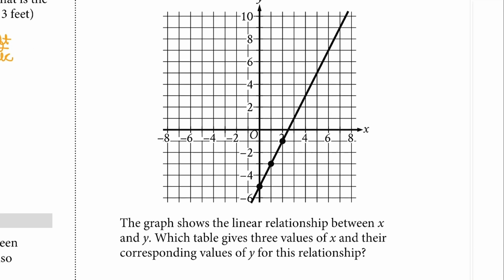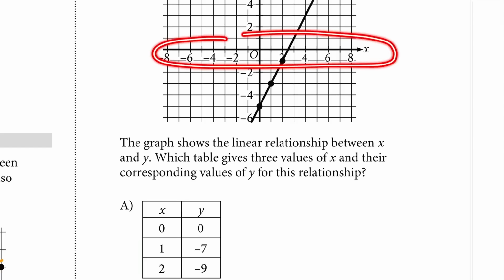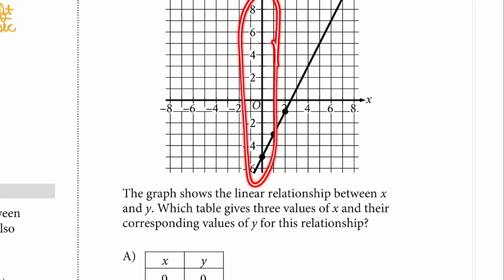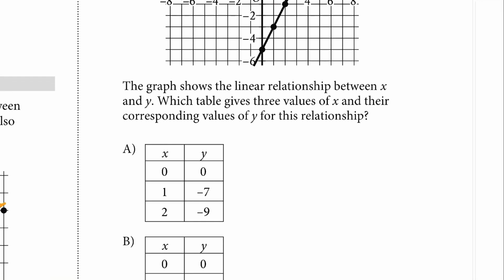Number 3. The graph shows the linear relationship between x and y. Which table gives 3 values of x and their corresponding values of y for this relationship? Remember that our x values are going to be along this line, the x-axis, and then the corresponding y values are going to be along this line. So 0, 0 for option A is going to be here. That's not on there. So A is out.